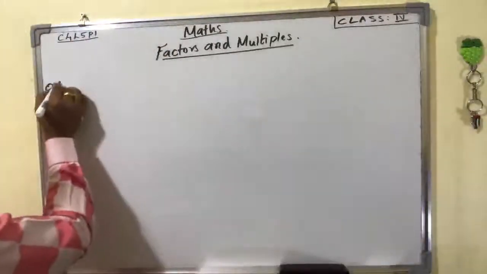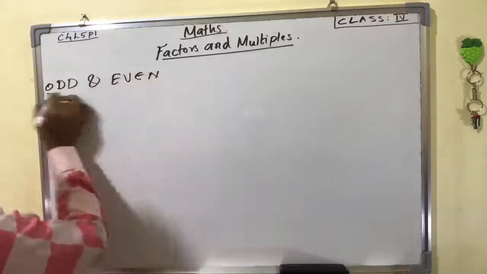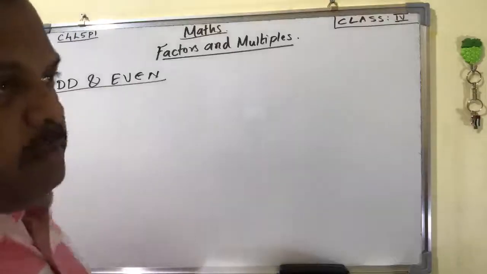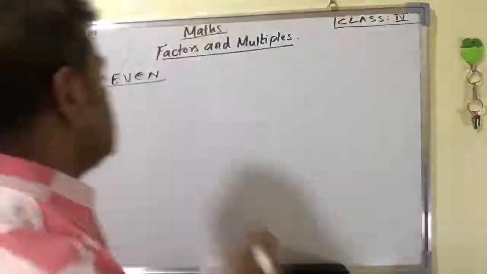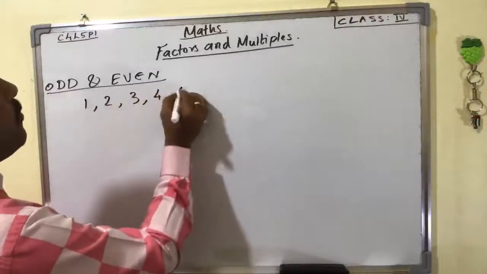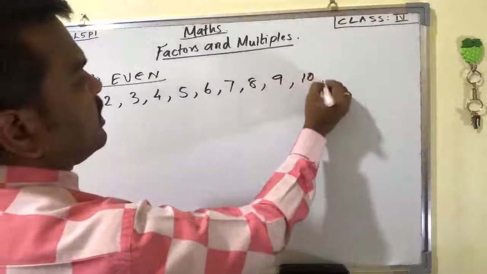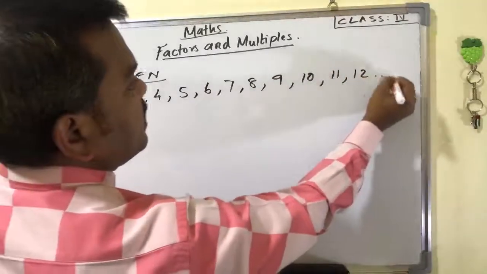Odd and even numbers. What is an odd number? What is an even number? You know the number system. Our number system: 1 2 3 4 5 6 7 8 9 10 11 12, like that it will go.